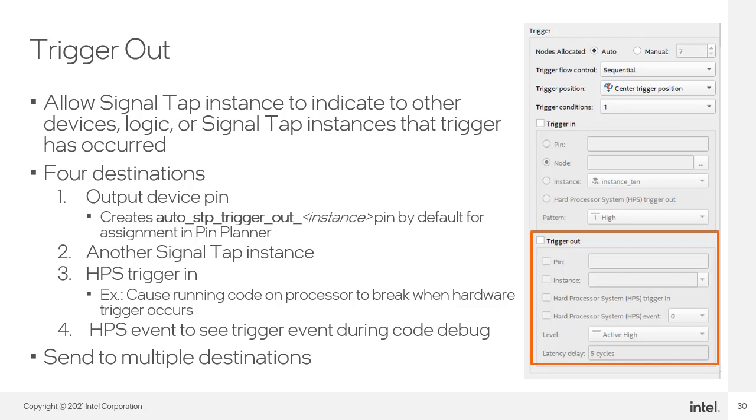Sending the trigger out to the HPS is used to break code execution during debugging of the ARM processor, or as a system event that gets inserted into the HPS program trace. The latency delay field at the bottom of the trigger out section indicates how many clock cycles are required before signals coming into the logic analyzer instance generate the trigger out signal. This value, calculated automatically as the logic analyzer is configured, includes all delays through the signal tap instance.